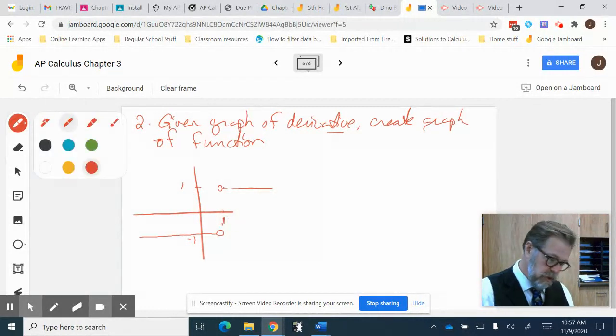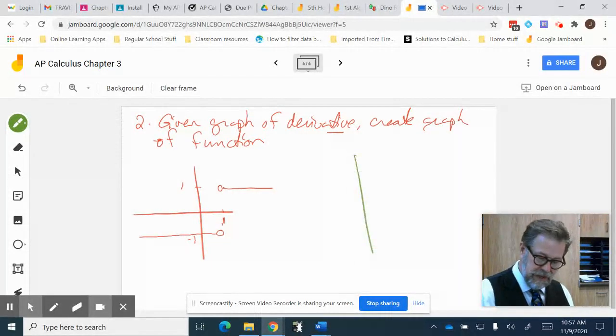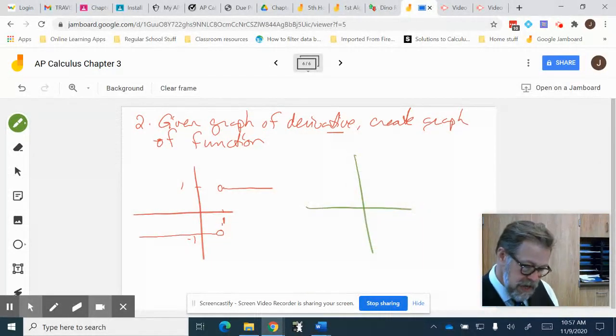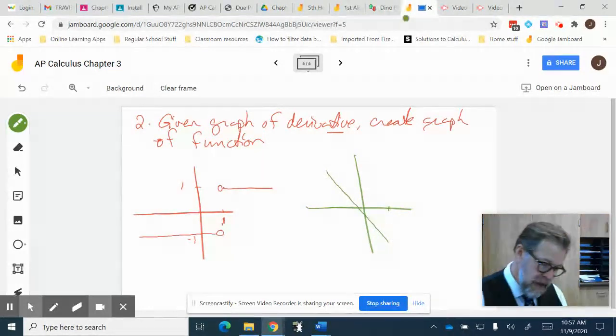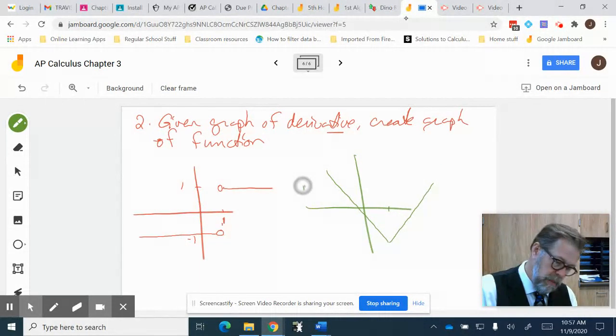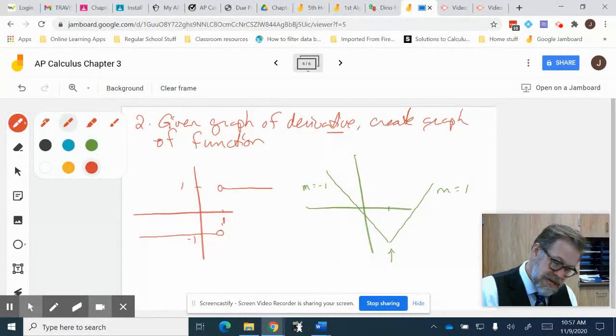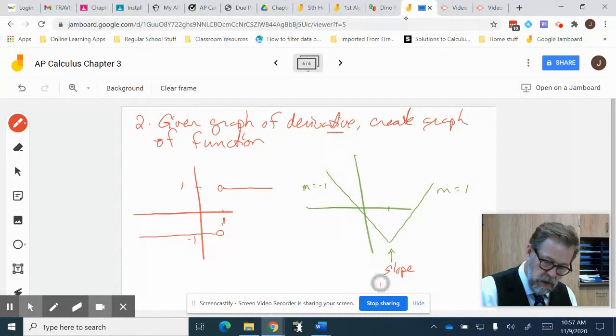So what does my original graph look like? Well, I need something with a slope of -1 right up to this point, and a slope of +1 afterwards. M equals -1, m equals 1. Notice that the slope is undefined right there at x equals 1.